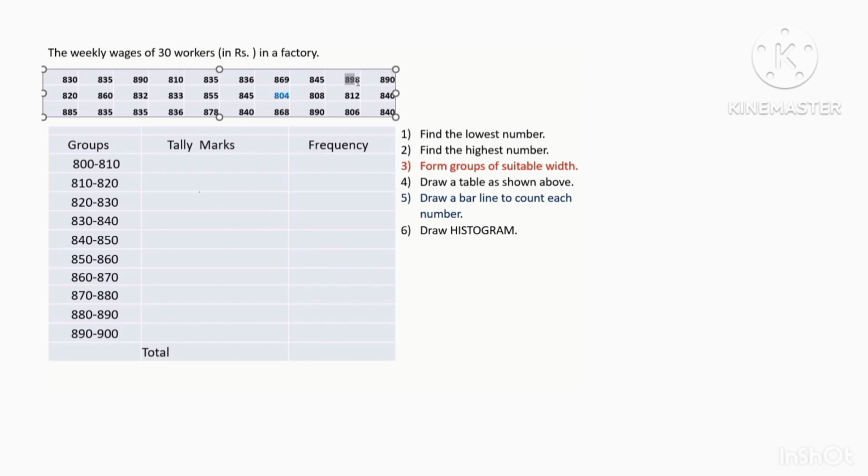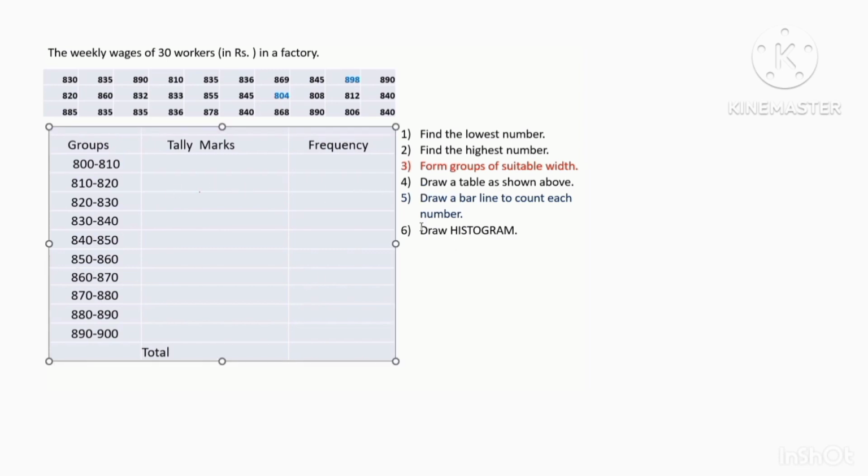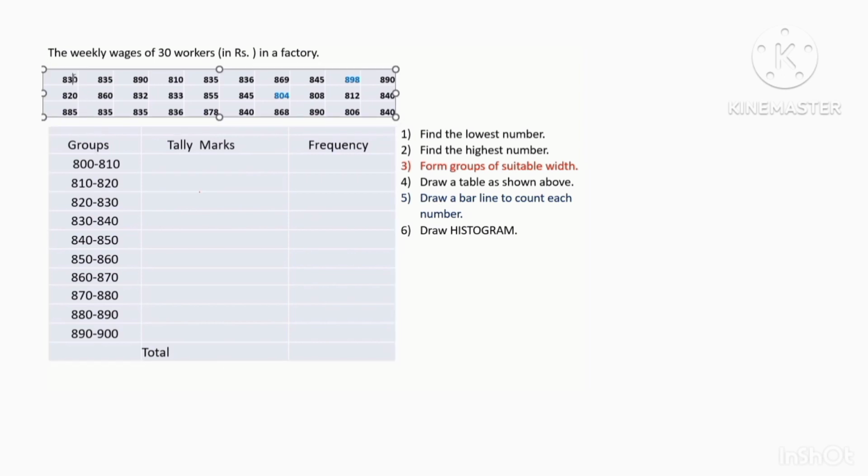Then form groups. Third, form suitable groups of suitable width. So 800 to 810, 810 to 820, 820 to 830, like that we go till 900. And then comes the tally bar step. Now 830 comes in two groups, so we add it to the higher group, 830 to 840, not 820 to 830. You have to follow this rule throughout your syllabus.